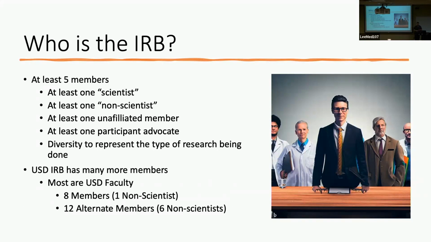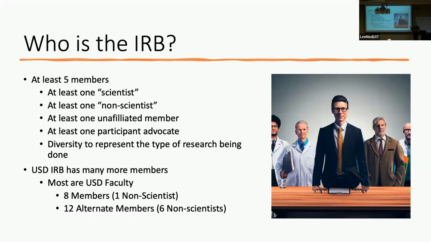And these alternate members, 6 of which are non-scientists, are individuals that can take the place depending on which expertise we need. So if our typical standing members of the board don't have expertise or don't reflect a specific participant population, or don't have the background required to review a study, we have 12 alternate members that can come in and can provide review expertise in those circumstances. They're also there in case a regular member isn't available.